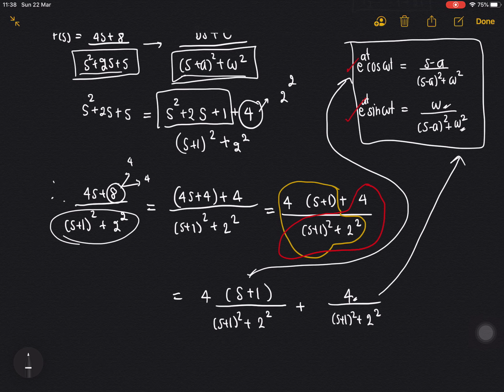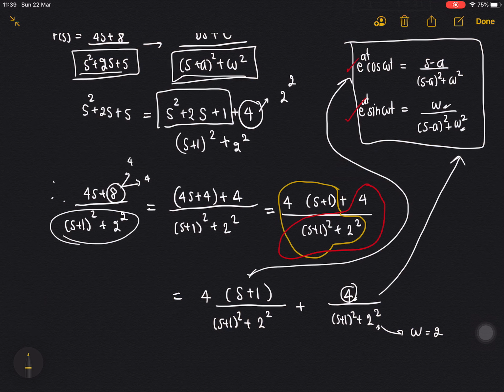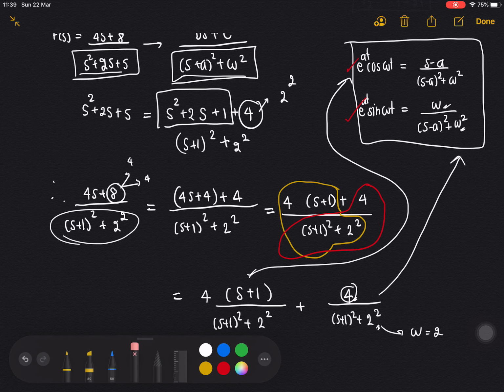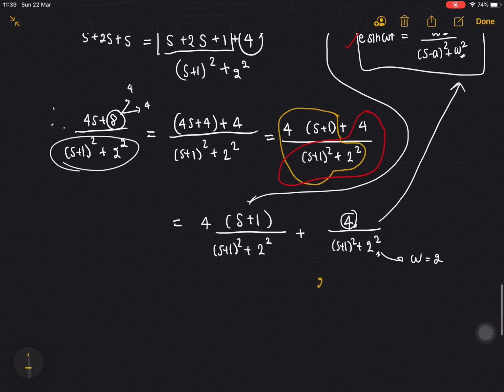So in this case, our W here, the angular frequency, is equivalent to the value of 2. Therefore, in this case, you need to transform the value of 4 here into the value of 2. Okay, let me write that down. So you will have the value of 2, multiplied with 2 divided by s plus 1 square plus 2 square.